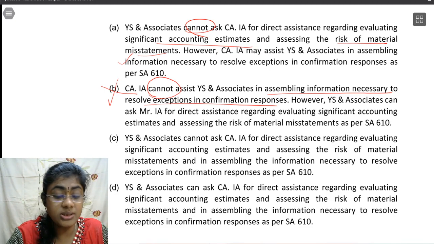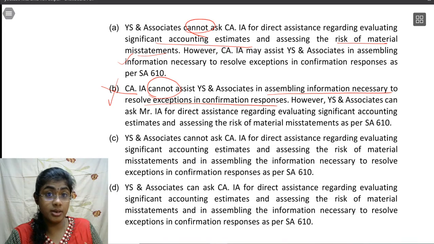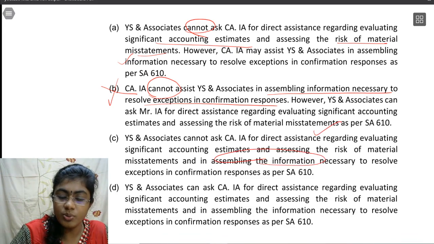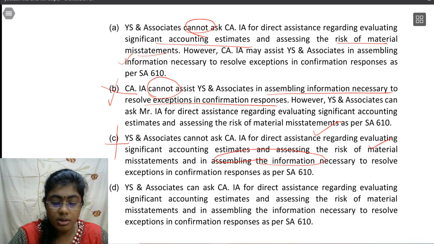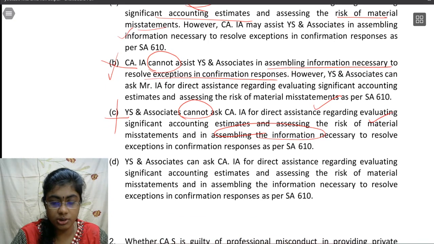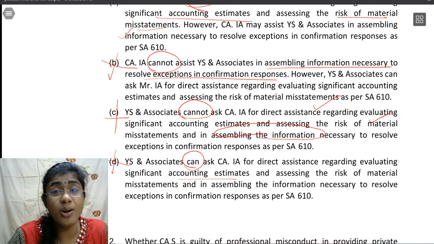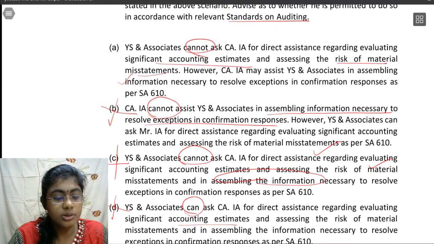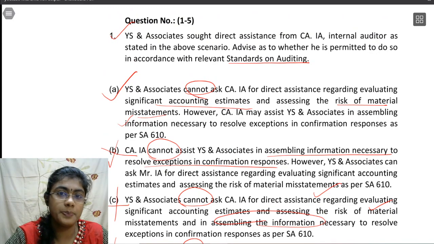C. YS and Associates cannot ask CAIA for direct assistance regarding evaluating significant accounting estimates and assessing the risk of material misstatement and assembling the information. See, these two were correct. But in that last part, in assembling the information, you can seek the assistance. Here they say cannot. So C is not the option. Coming to D. YS and Associates can ask CAIA for direct assistance regarding evaluating significant accounting estimates. There itself you can strike off. He cannot ask for the assistance, no? So naturally the answer is A. This particular question is relating to SA 610. Clear?